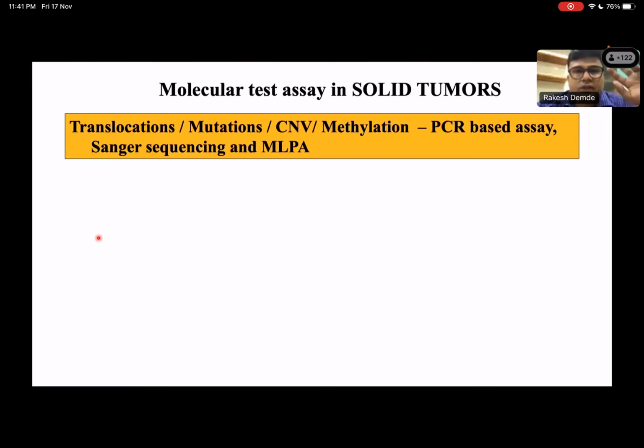Now, in brief, we will discuss, after knowing what alterations we see in solid tumors, what are the test assays or testing platforms, or what are the available techniques present in molecular diagnostics to detect all these translocations, mutations or methylations.